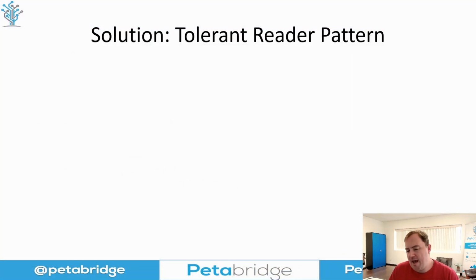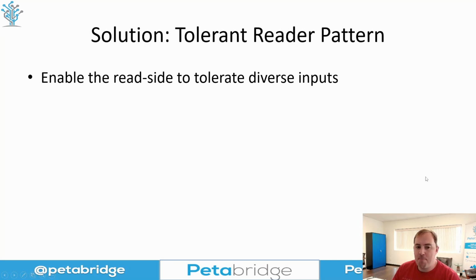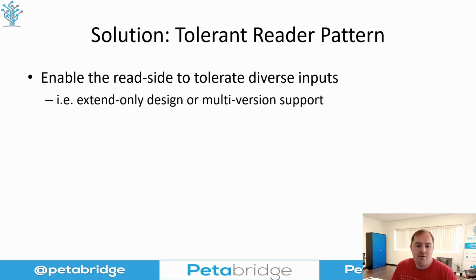So the problem that we have is when you introduce changes to the wire format and you begin disseminating it to old versions of the software, the old version of the software doesn't know what to do with it. So what we need to do in order to eliminate downtime inside our applications is leverage a Martin Fowler pattern called the Tolerant reader. The Tolerant reader is basically designing the read side of the application to tolerate a diverse range of inputs. So this means things like extend-only design or having explicit multi-version support.